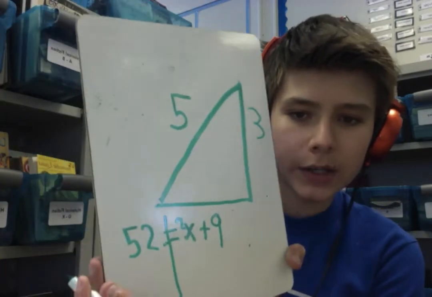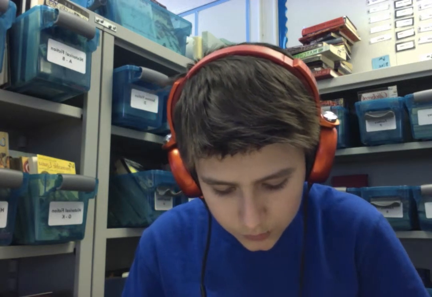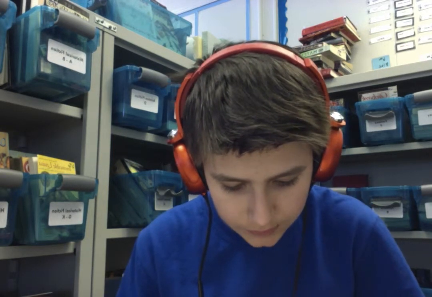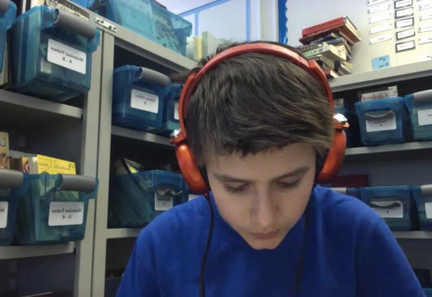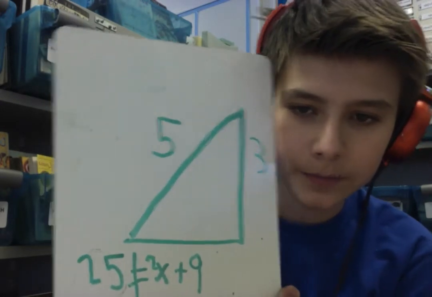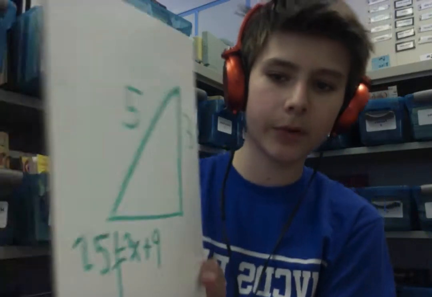So we have 9 plus 2x equals, oh, not 52. I wrote the wrong number. Sorry. So we have 25. I'm sorry if I confused you. So, this is 9 plus x squared equals 25. Then you draw a line through there to separate them.